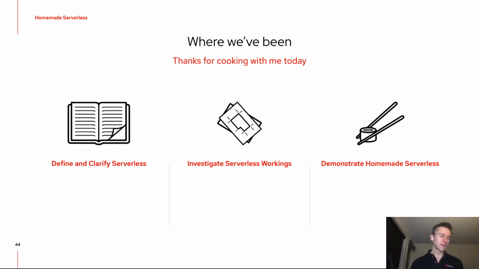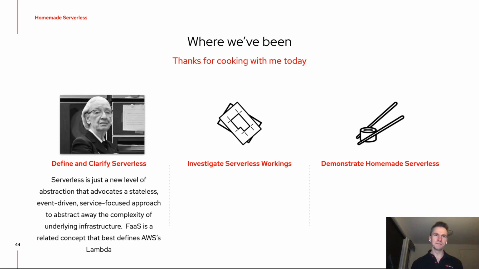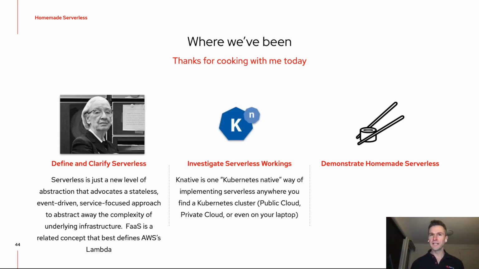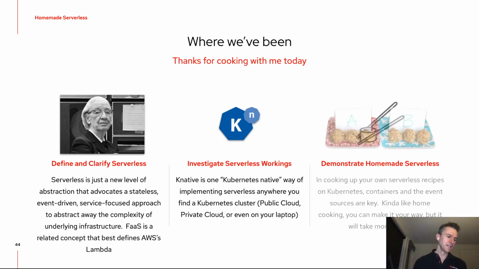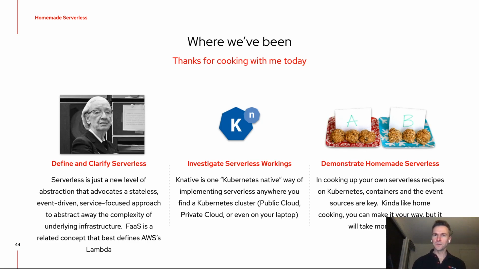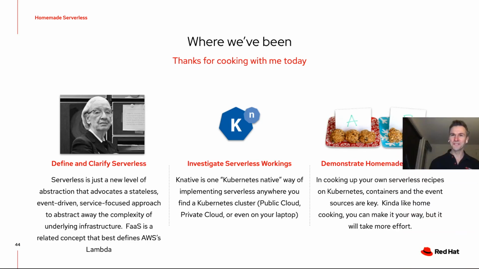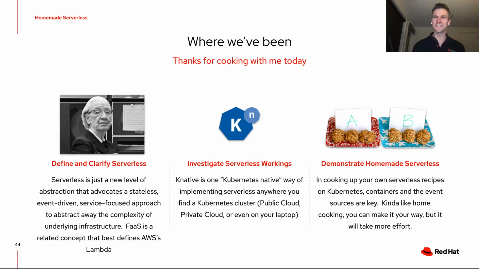So where have we been? We've spent some time defining and clarifying what serverless is and using Grace Hopper as a patron saint of levels of abstraction, the mother of the compiler, if you will. So serverless, we understand, is a separate concept from function as a service, but the two can be bound together to get something like AWS's Lambda. We looked at Knative as the Kubernetes native way of implementing serverless anywhere you can find a Kubernetes cluster, in the public cloud, private cloud, on your laptop. And finally, we looked at what it might look like to cook up your own serverless recipes on Kubernetes, if you will, as I say this tongue-in-cheek.